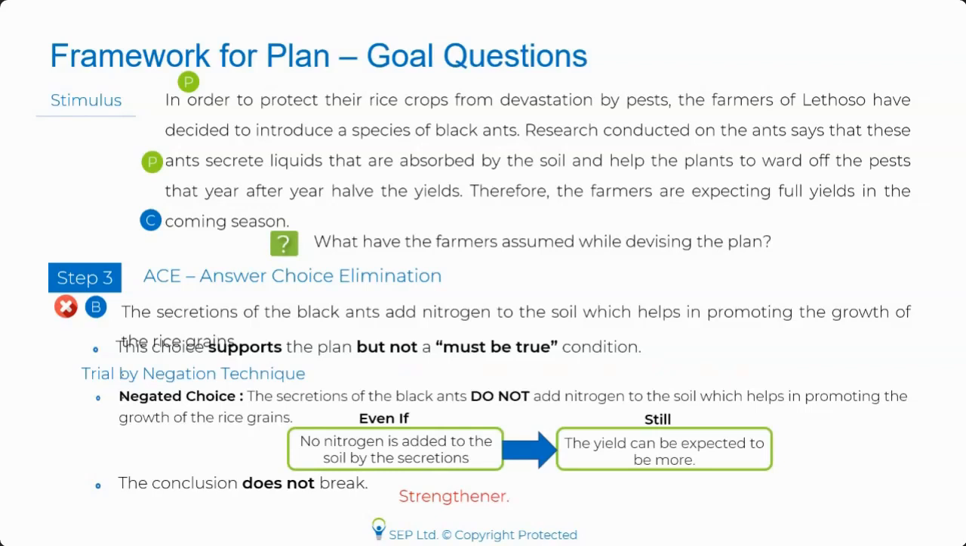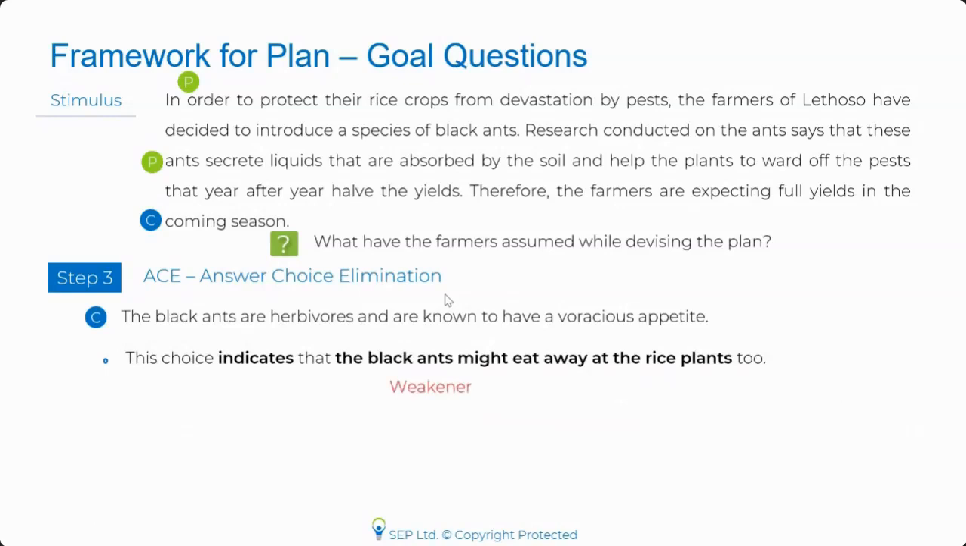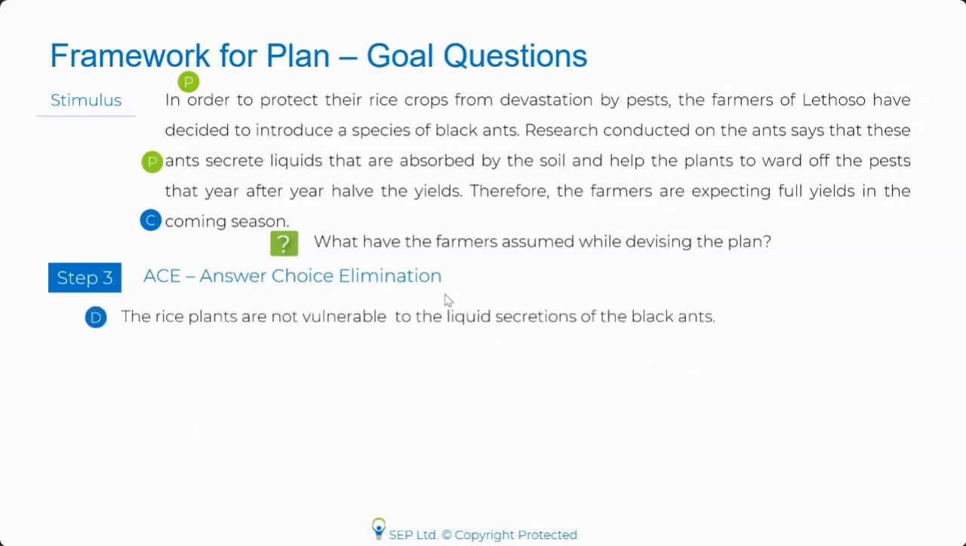All right. Let me move forward with choice C. Black ants are herbivores. That means they eat plants and are known to have a voracious appetite. That means they have a huge appetite. They'll eat a lot. Now, this choice suggests that the black ants might eat away the rice plants. This is a weakener. Therefore, definitely it's not the correct answer choice. So nobody chose this.